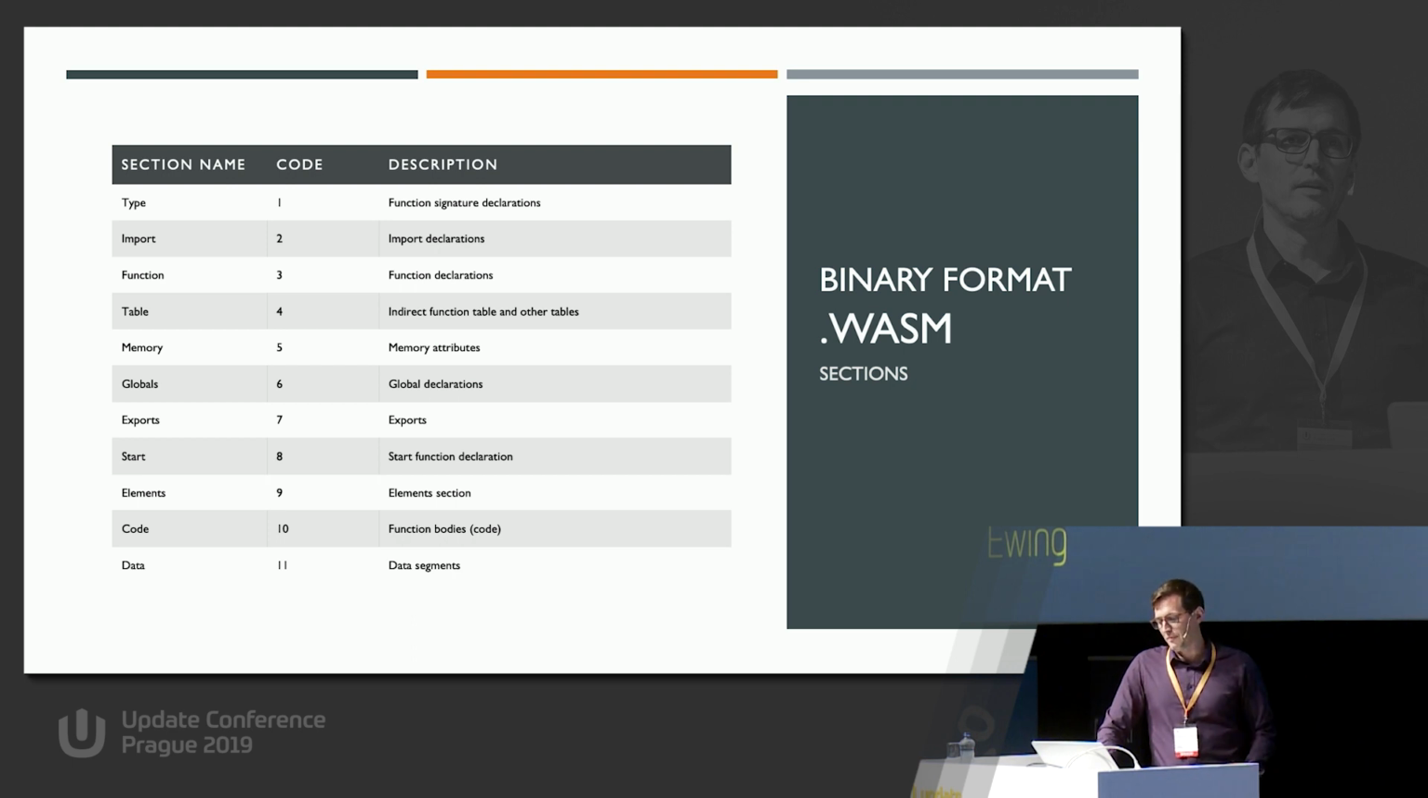Then the start function declaration is essentially the main. It's the entry point of your module, and then there's an element section and a code section. The code section is actually the function bodies, and it points back into the function table with a little indirection. And then there's data sections, just like a normal DLL or other assembly that you would think of.